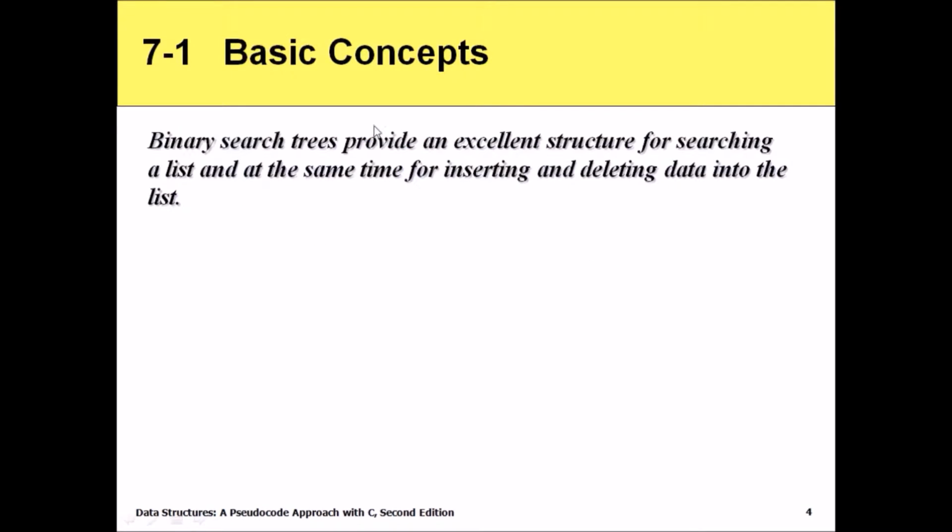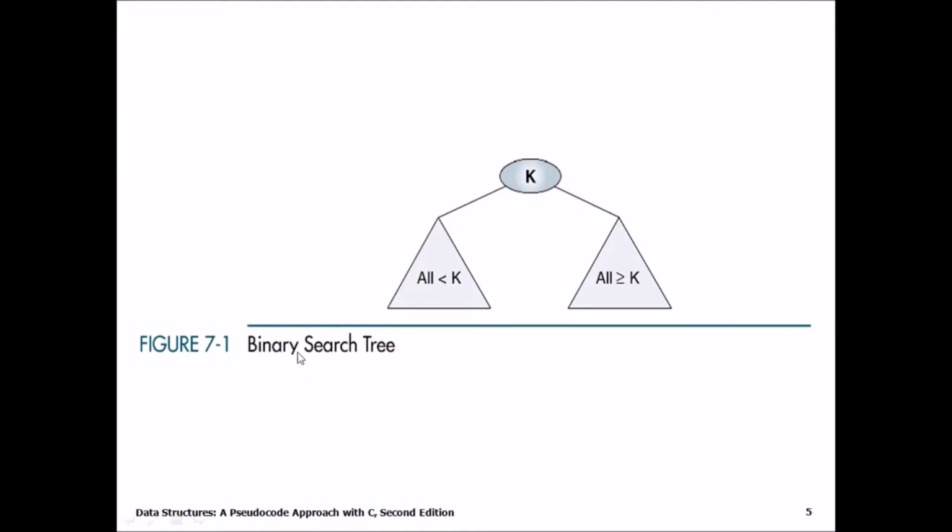So the basic components: binary search tree provides an excellent structure for searching a list, and at the same time for inserting and deleting data into the list. This is how a binary search tree is. If this is k, all less than k are on the left side, and greater than or equal to k are on the right side.